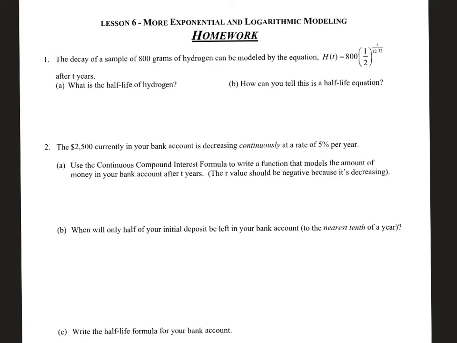This is just referring to the equation and where things are placed. Remember, the general equation is a times 1/2 to the t over h, where a is the initial amount, t is time, h is the half-life. So the half-life is 12.32 years. You're just pulling that from the equation.